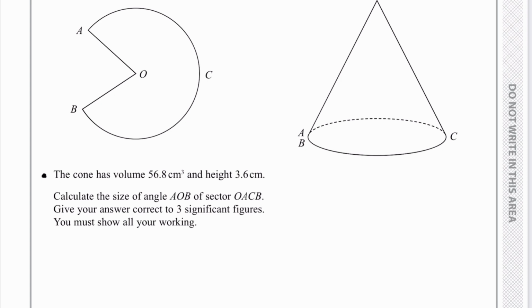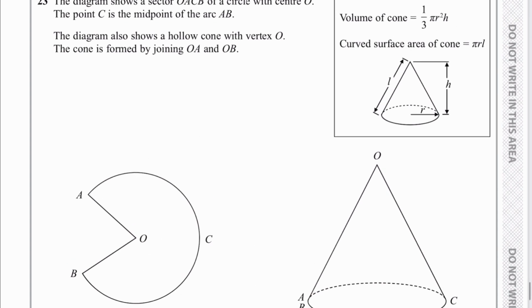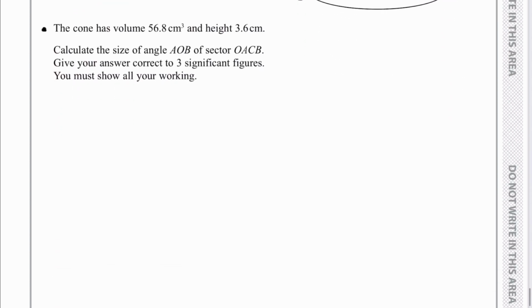Well, that's really useful information because I'm going to use that information to figure out the radius of the cone. Okay, because I can use the formula that's actually given to us right at the very top here, which is volume of cone equals 1/3 pi r squared h. So without reading through too much, what I know is that the volume equals 1/3 pi r squared h, and I'm told that the volume is 56.8.